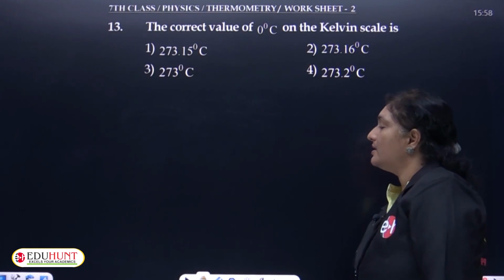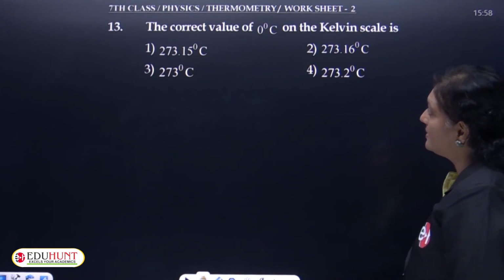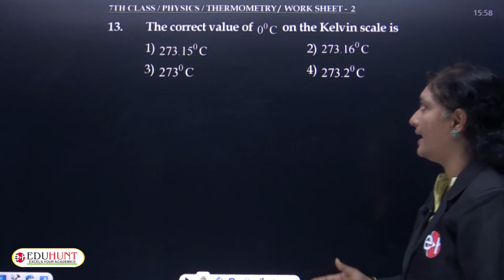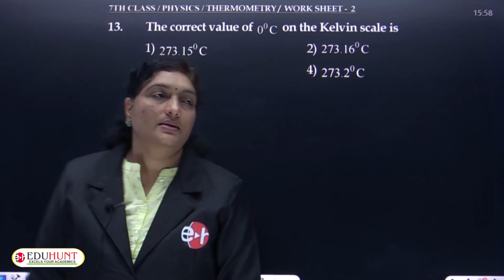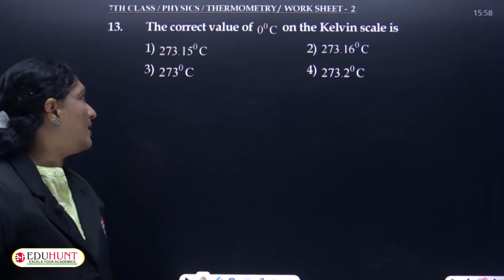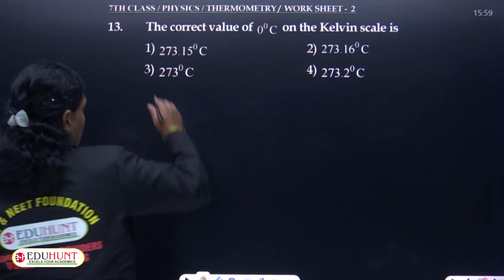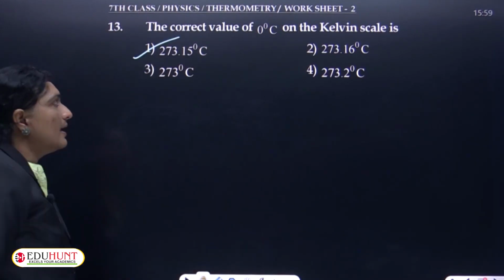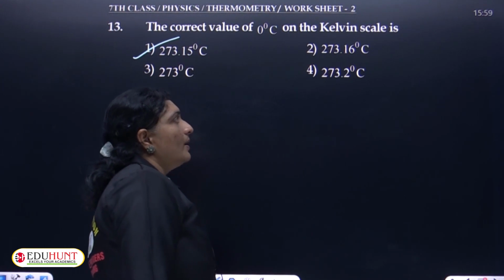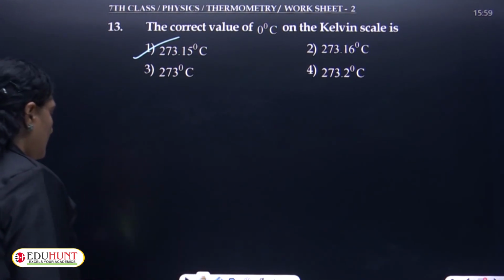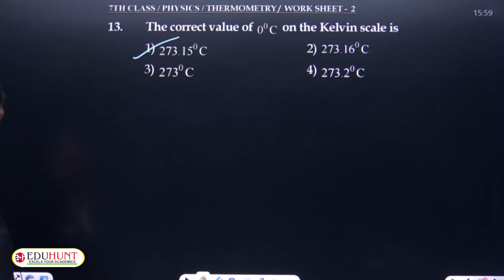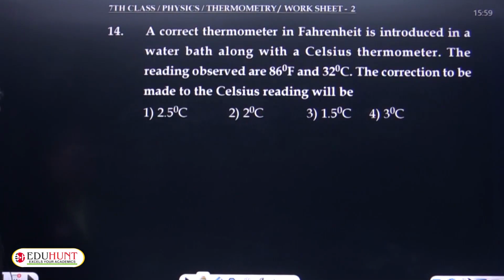In question number 13, it was asked: the correct value of 0 degrees Celsius on the Kelvin scale is? So, what is the correct value, children? It must be 273.15. The correct value of 0 degrees Celsius on the Kelvin scale is equal to 273.15 K. That's it. We have already discussed this in the first problem.